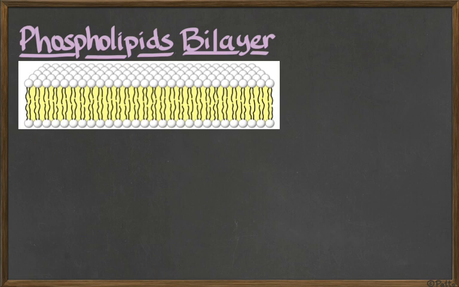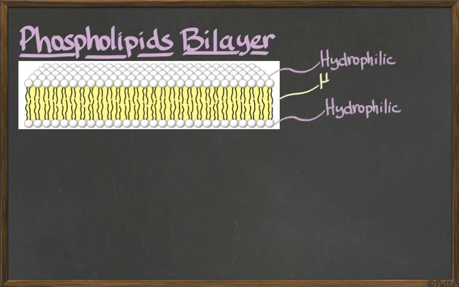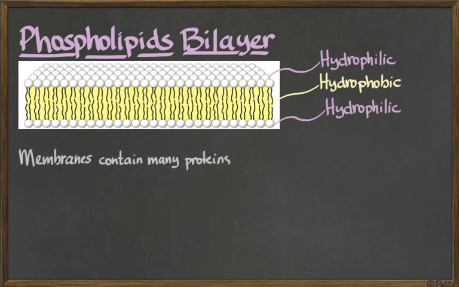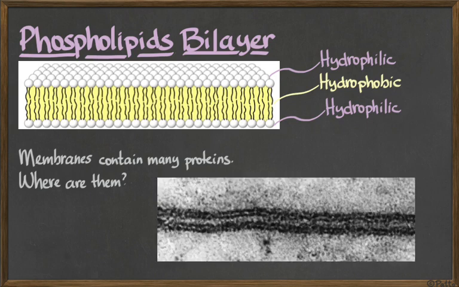We know this very well now. You have the hydrophilic heads and the hydrophobic tails, that's it. However, membranes contain many proteins. The membrane is not only a phospholipid bilayer. The phospholipid bilayer is the basic structure that makes the membrane, but the proteins are going to be very important for the function, the structure, and all over the place. So where are these proteins?